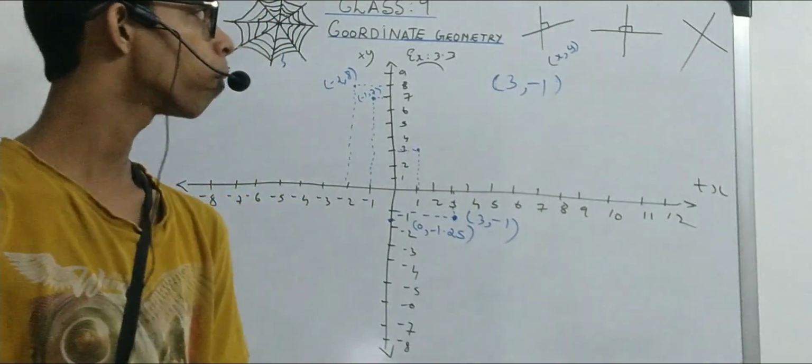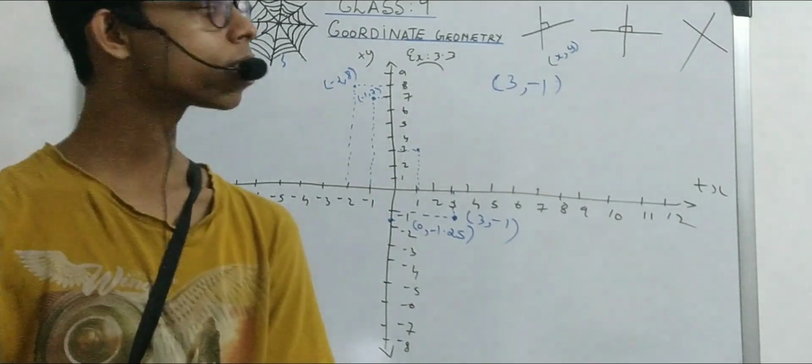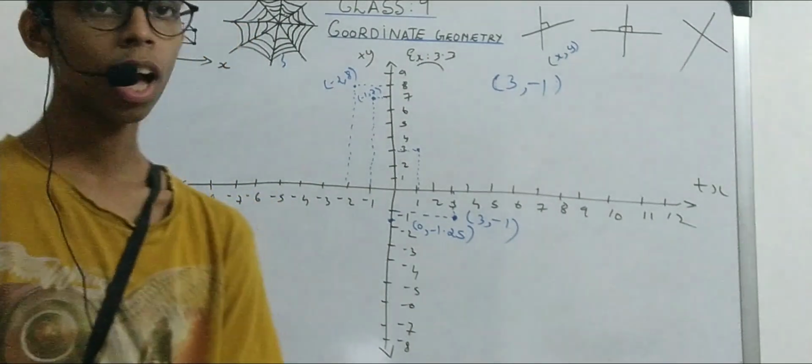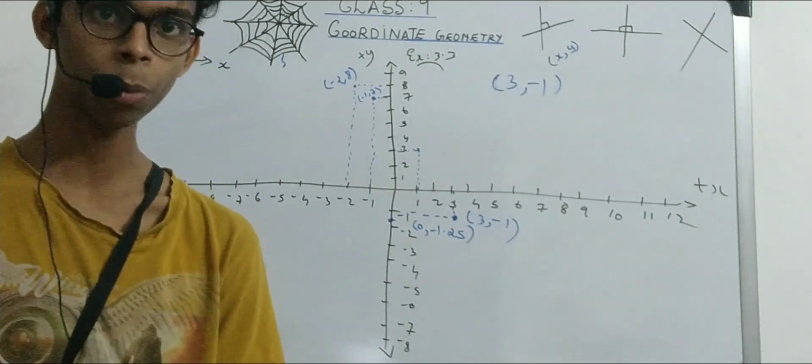So we have completed our chapter number 3, coordinate geometry. It was a very simple chapter. I hope all the concepts that we learned in this chapter are clear to you.